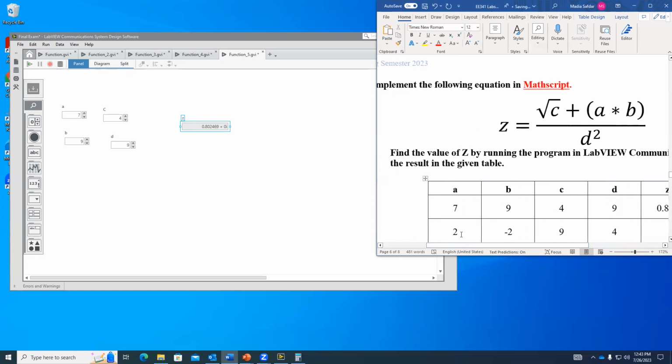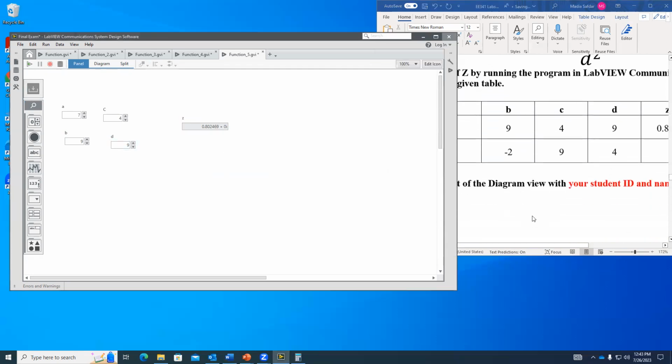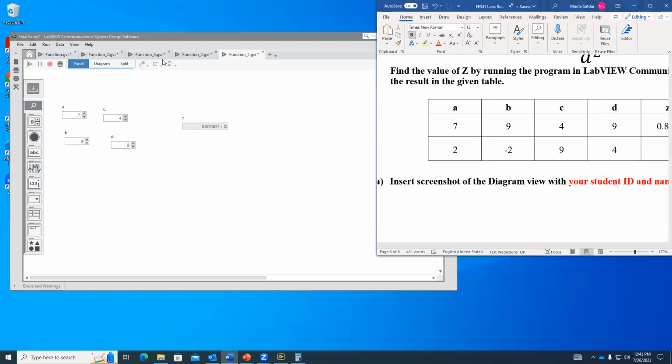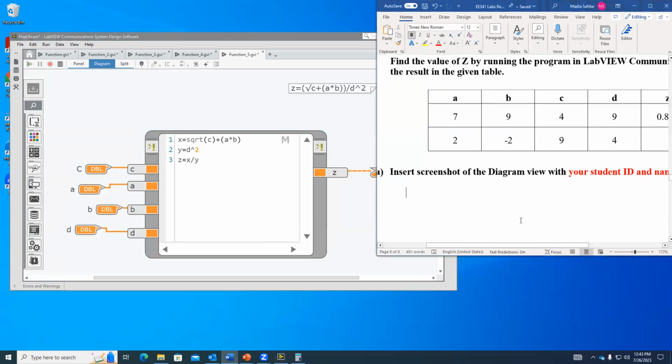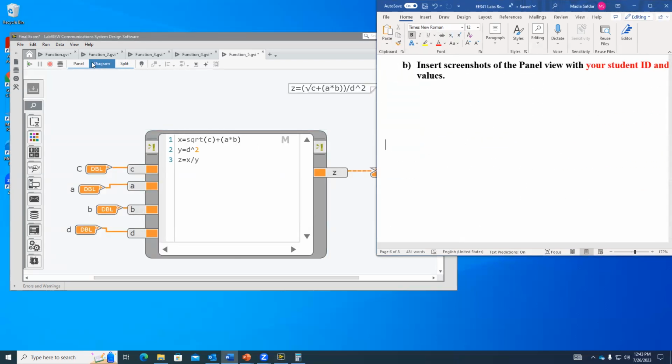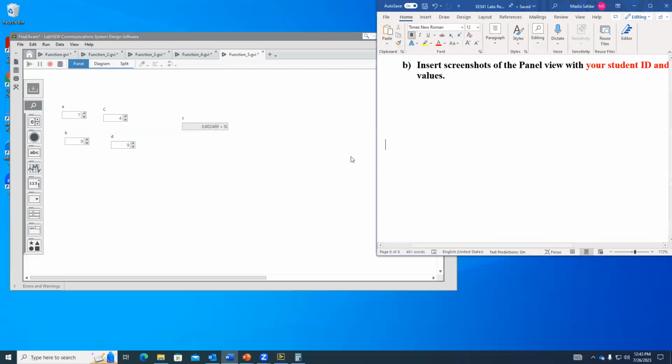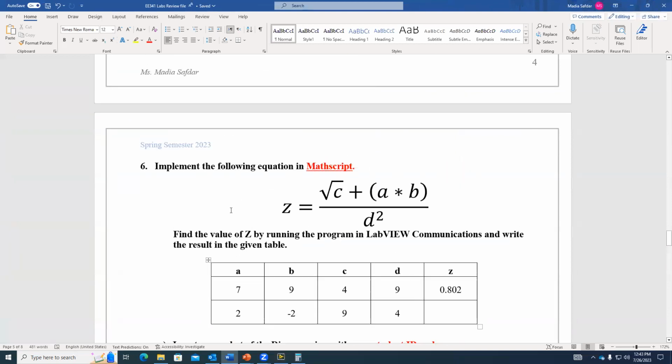Then you will put these numbers and then you will calculate. Then you will put a screenshot of your program, this one here, and here for the panel, you will put this. Only one case. This is related to question number 6.